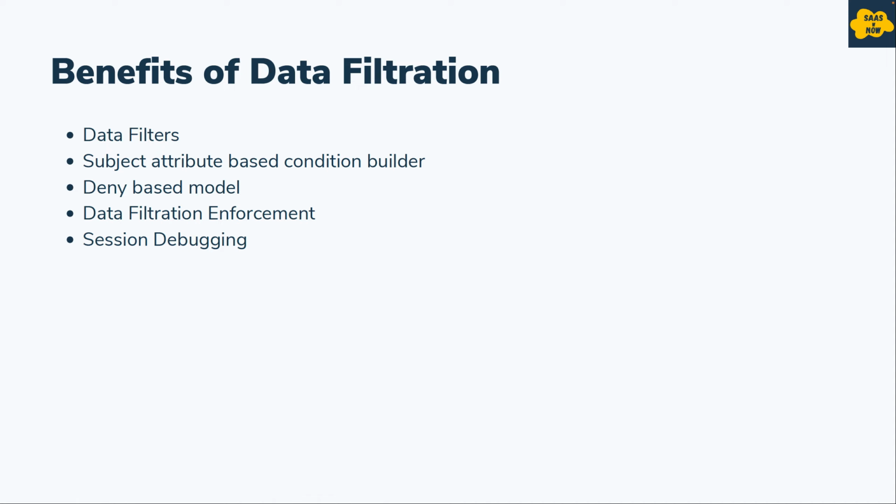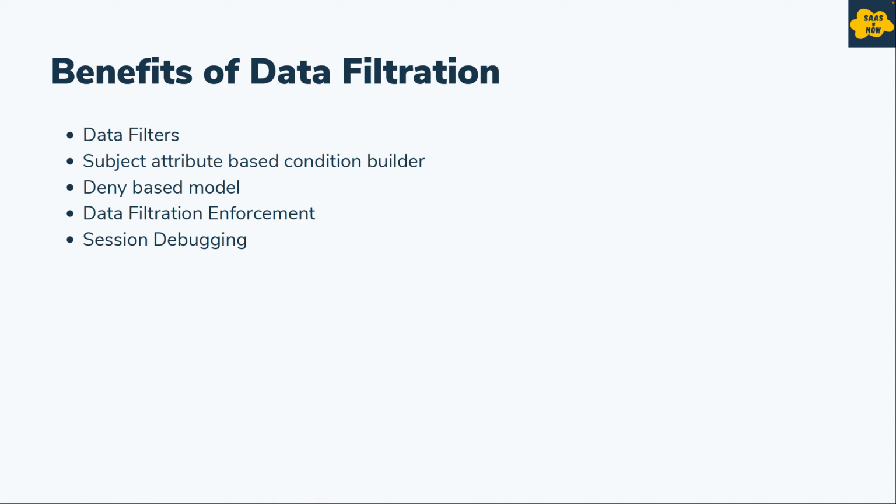First benefit is data filters, which are used to provide access based on the information available in a record. Conditions are applied on the fields of table to provide access. Another benefit is subject attribute based condition builder. You can use different dynamic criteria referred as subject attributes, which can have conditions based on user role, group, subject criteria, or IP network address.